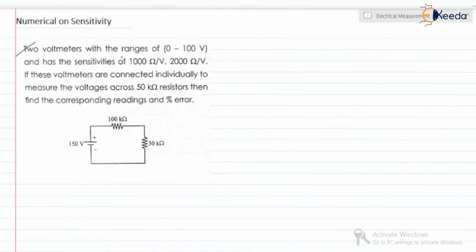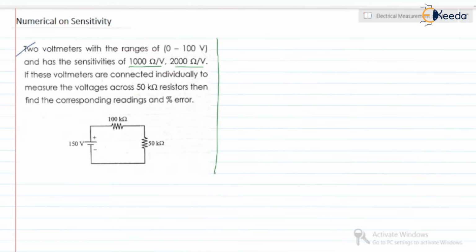Two voltmeters with the ranges of 0 to 100 volt have the sensitivities of 1000 ohm per volt and 2000 ohm per volt. If these voltmeters are connected individually to measure the voltages across a 50 kilo ohm resistor, in this circuit they have given, means first the first voltmeter and after that the second voltmeter, then find the corresponding readings and the percentage error. Okay, so a simple question they have asked.